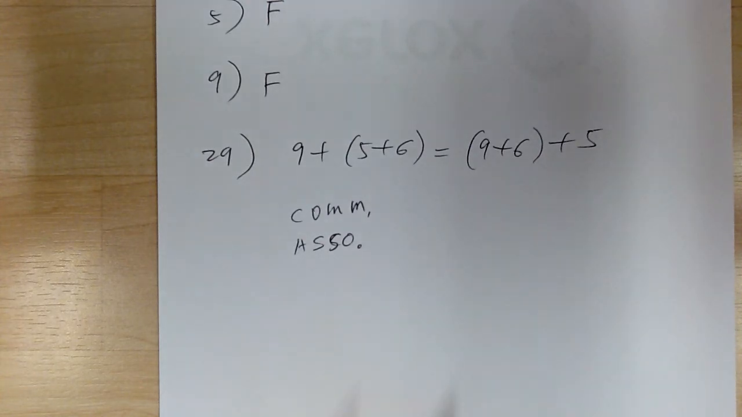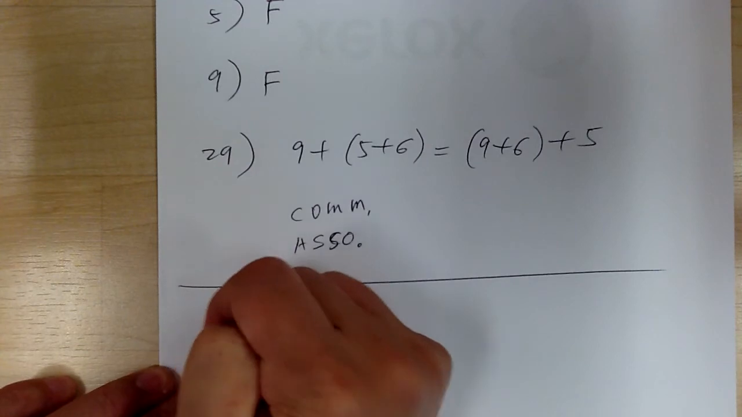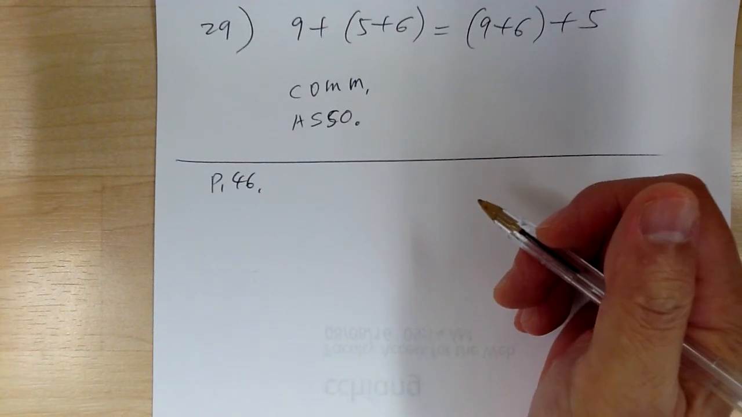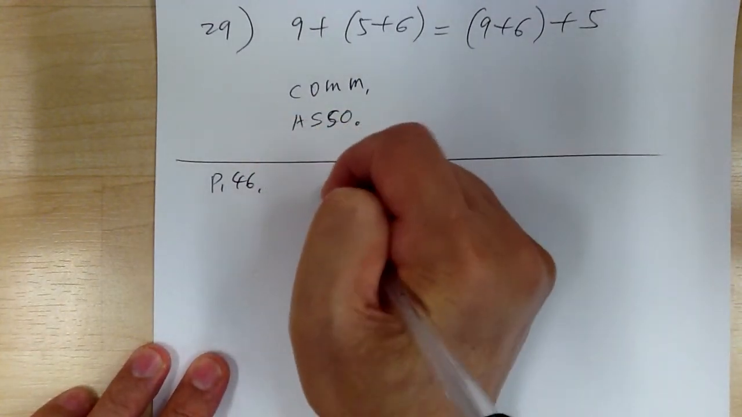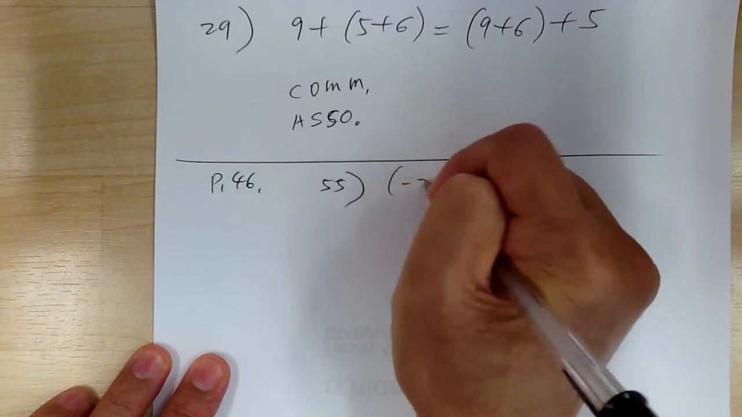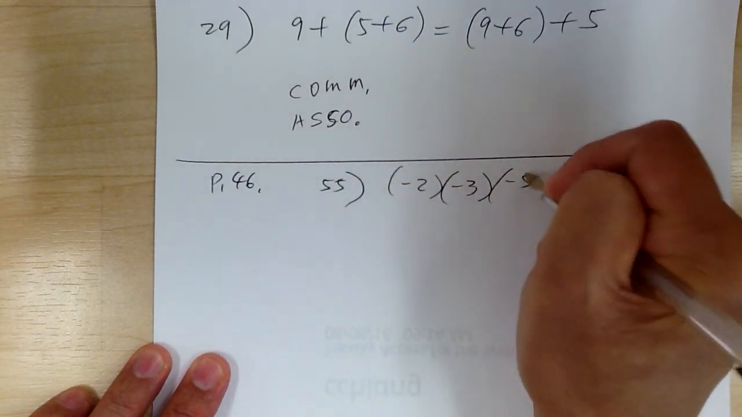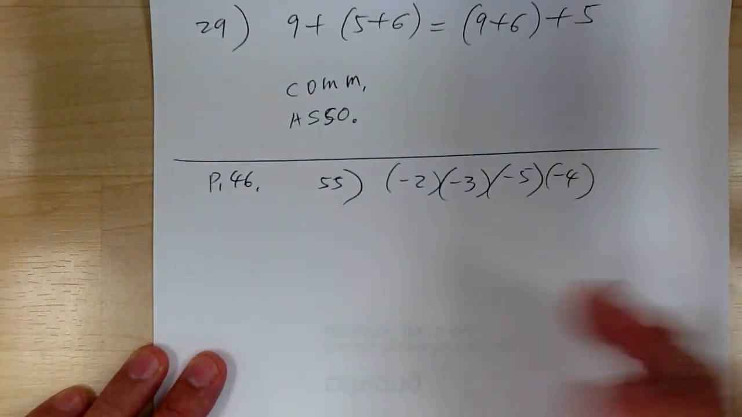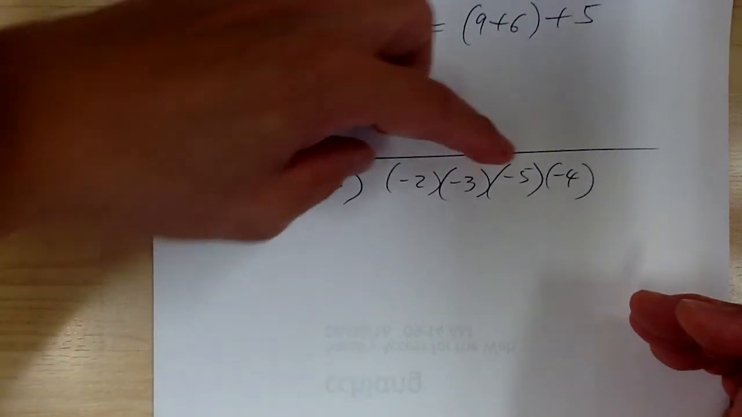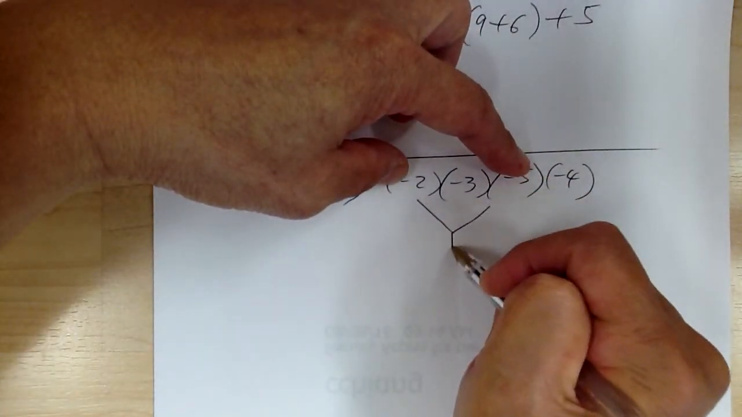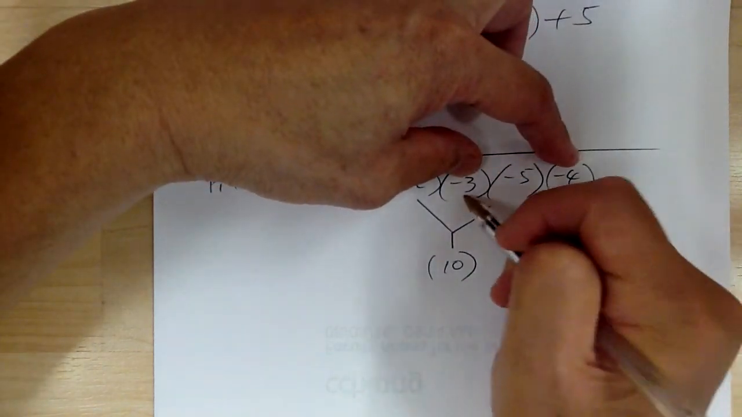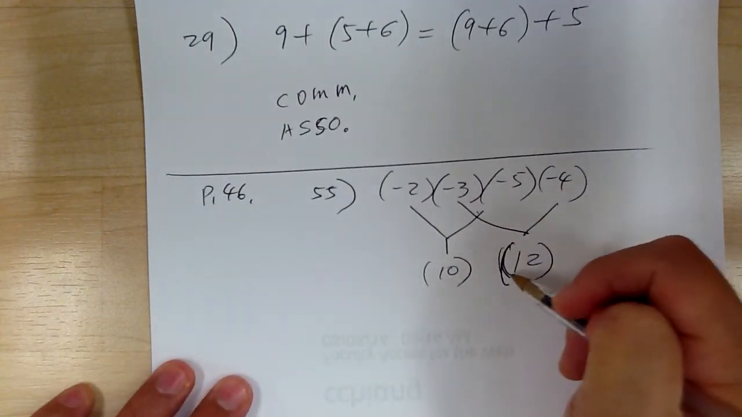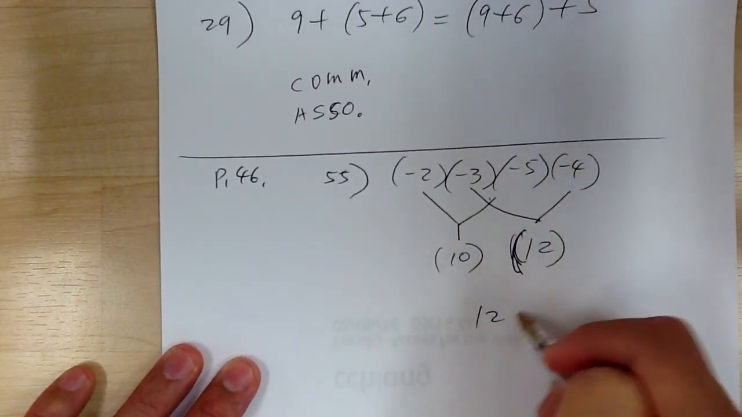Okay. Now let's go to page 46. On page 46, you actually have to work it out. So like number 55, you have negative 2 times negative 3 times negative 5 times negative 4. Okay, so all these are multiplication, so you can do any order that you want. For example, I can multiply these two first, and this will give me a 10, and I multiply this, that will give me a 12, right? Again, you can do any order you want because all of them are multiplication, and then I can multiply this, give me a 120.